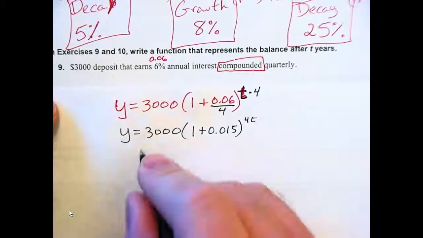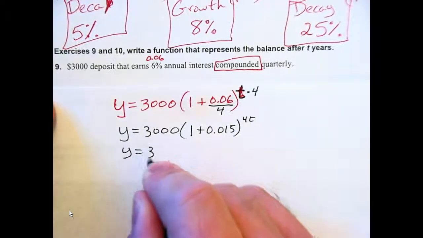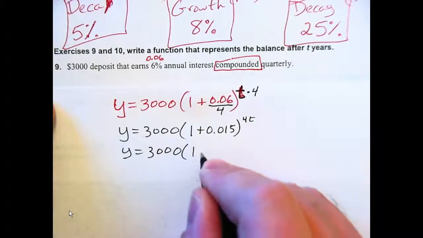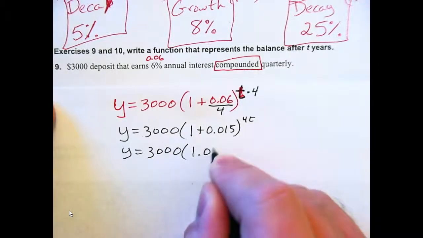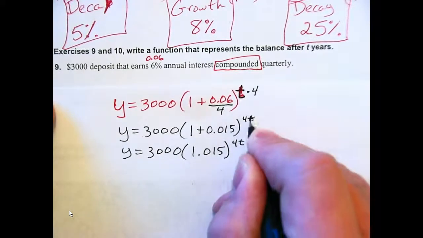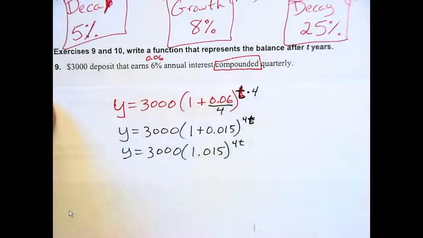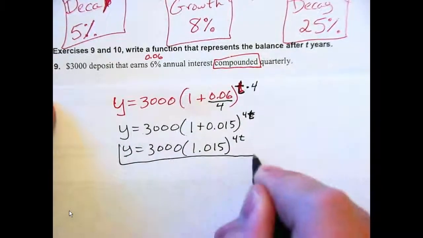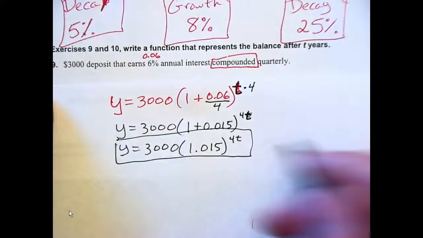I'm going to combine those two things. So my equation here, we get 1.015 to the 4t power. How is that helpful? Well, if I know the number of years that money's there, I could actually figure out what my interest would be. Okay, but I don't, so I can't right now.